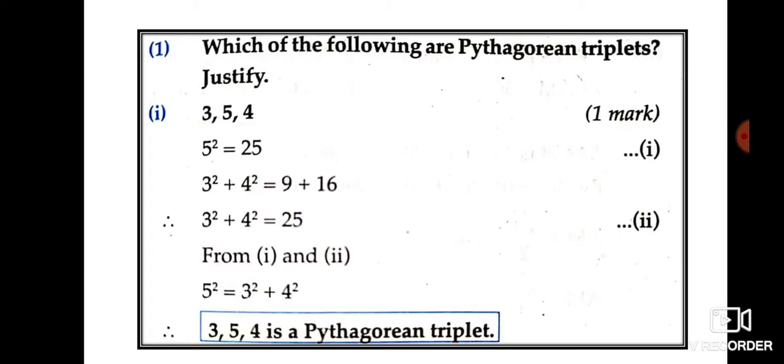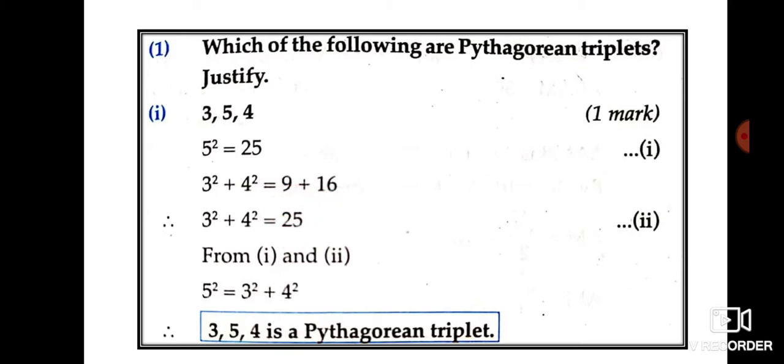Now, as I said, in a right angle triangle, the hypotenuse is always the largest side. Here we have the largest side 5. So let us take the square of the largest side, that is 25. And the remaining 3 and 4, if you square them, 3 square and 4 square. 3 square is 9, 4 square is 16. When you add, you get 25.